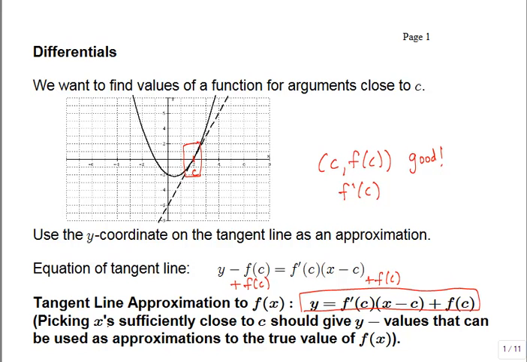Now if we pick x's sufficiently close to c, then that should give us y values that can be used as approximations to the true value of the function. So that's what I was saying up here, where as long as we're close to c, the y values on the line should be really good approximations to the y values on the curve, which may be harder and more difficult to figure out. Okay?